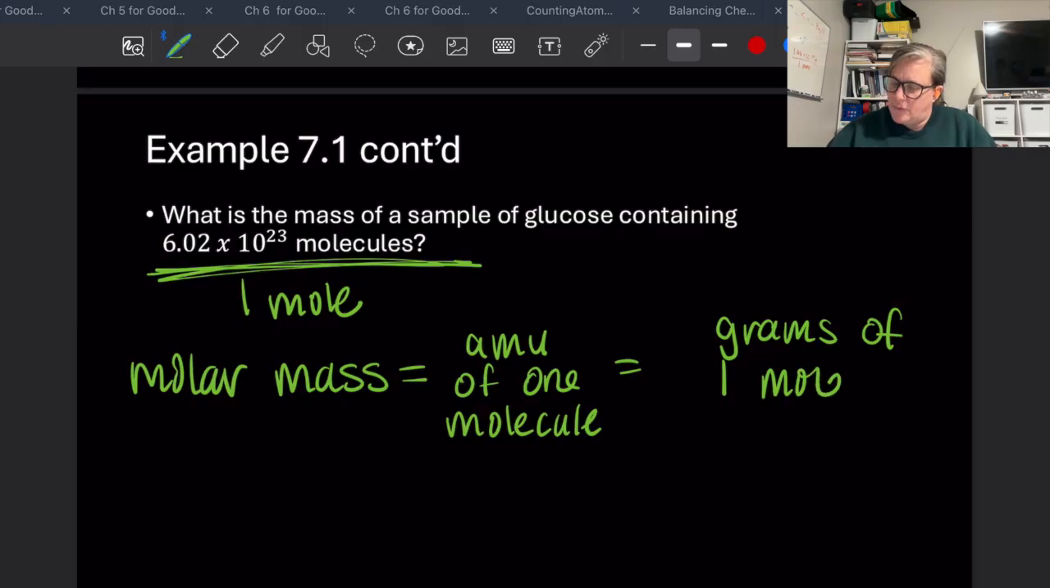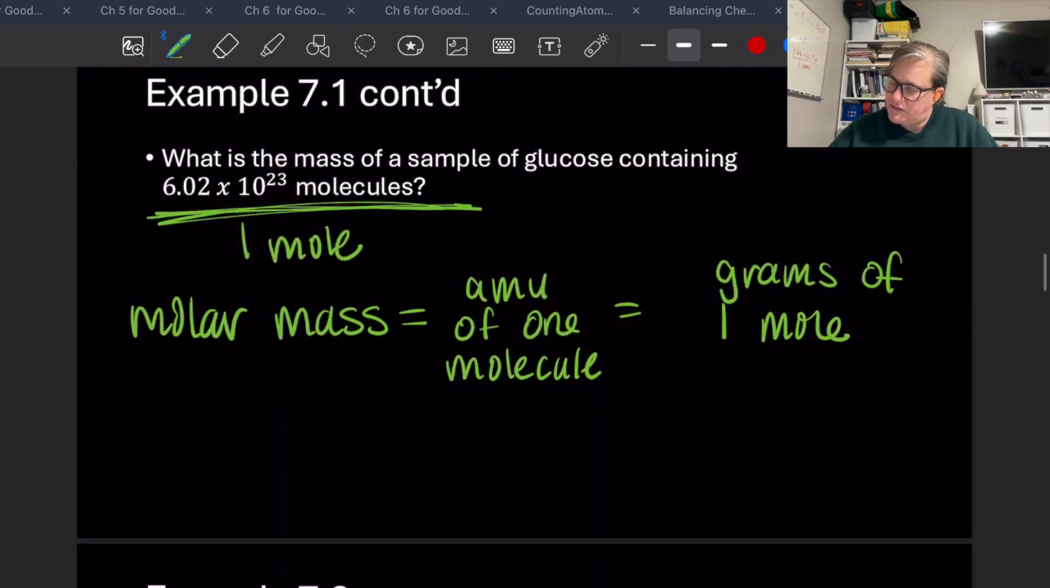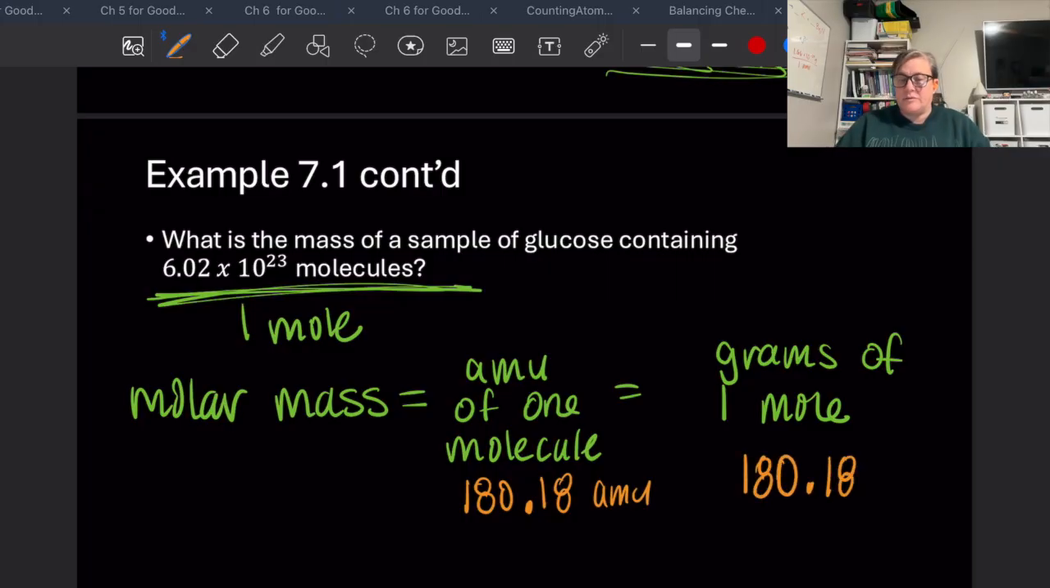Okay, so back here we figured the mass in AMU of 1 molecule, 180.18 AMU. So the mass in grams of 1 mole is going to be 180.18 grams.